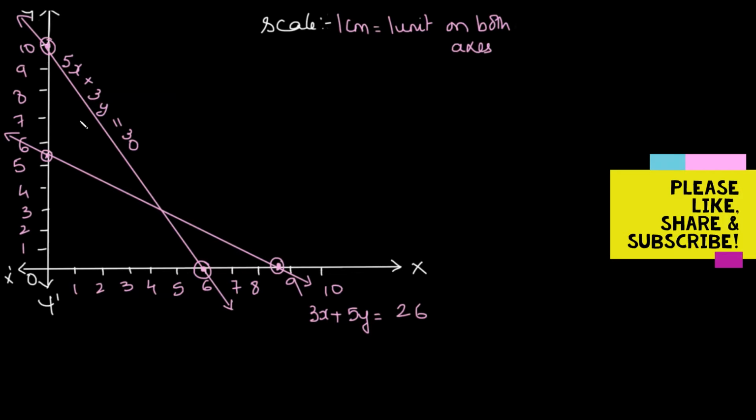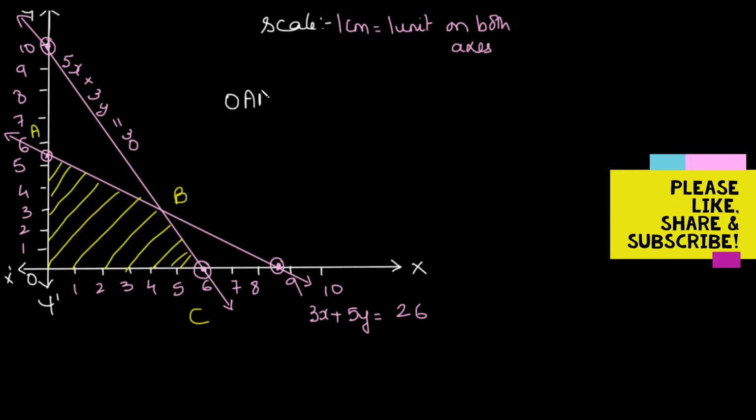Now, if you remember, both of these lines have their solution set on the origin side of those lines. And therefore, the common region is this region for both these lines. So, as a result, our feasible region is this one, which we are shading in the graph. And as usual, let us name our feasible region as OABCO. So let us write that fact down. OABCO is the feasible region.